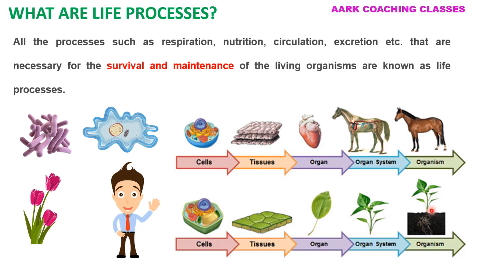Now these processes occur at the cellular level and also at the organ and organ system level. These are essential for the survival and maintenance of living organisms, right? For example, respiration. If you see higher organisms, how do they respire? Yes, with the help of gills or lungs, etc. But in unicellular organisms, how do they take oxygen in? By the process of diffusion.